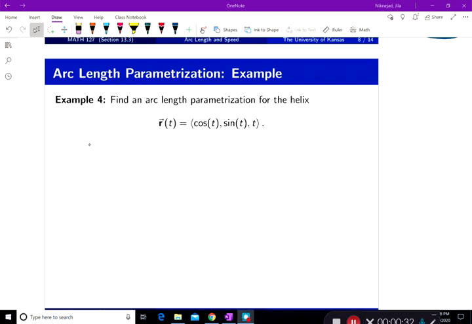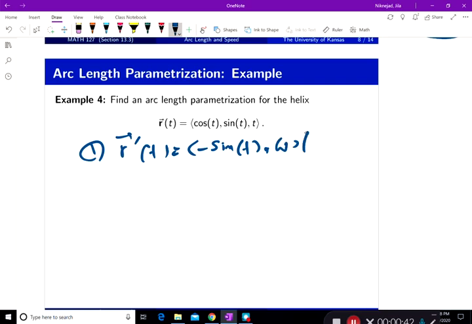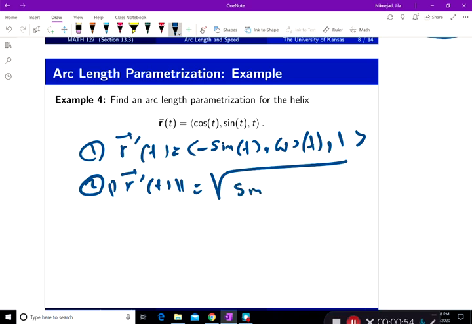Step 1, I have the parameterization, so take the derivative. And then find the magnitude of the derivative. Square root of sine squared t plus cosine squared t plus 1, and that is just square root of 2. Then the third step is just take the antiderivative.